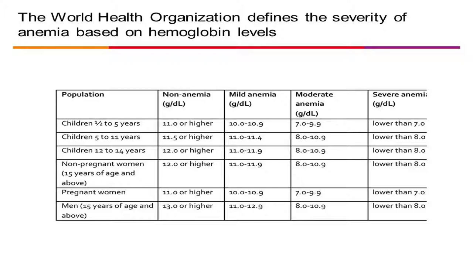We can categorize the anemia according to the degree of deficiency into mild, moderate, and severe. Almost anything below 8 is considered severe anemia.